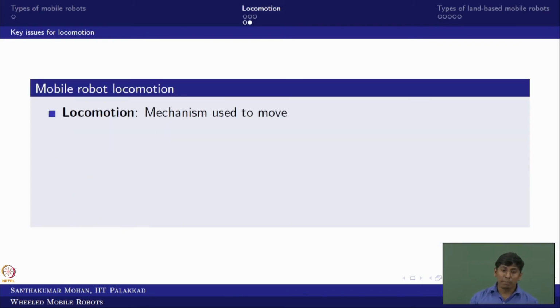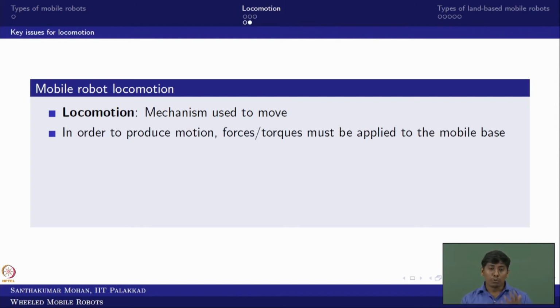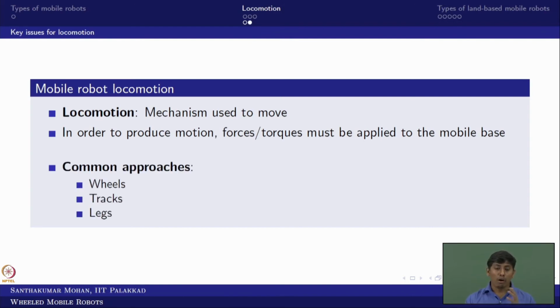So we are bringing back mobile robot locomotion. There are 3 locomotion mechanisms we are bringing in. In order to produce motion, we provide forces and torque to the mobile base. There are several ways to apply them, but we are taking the common approach executed in mobile robots, which is wheeled locomotion, tracked locomotion or legged locomotion. Then one thing immediately comes to mind, what is that?